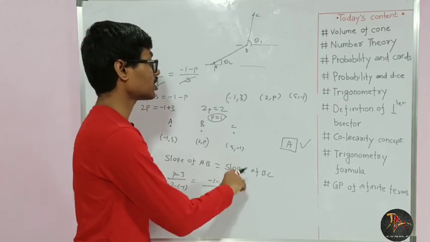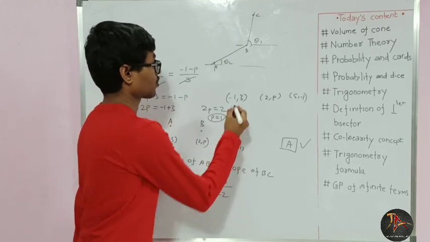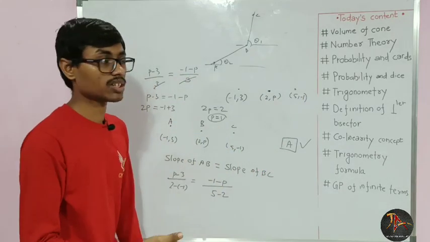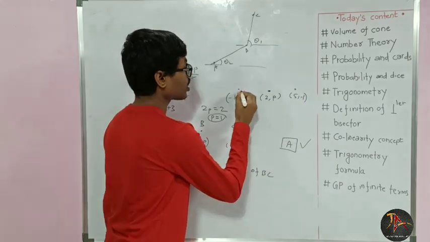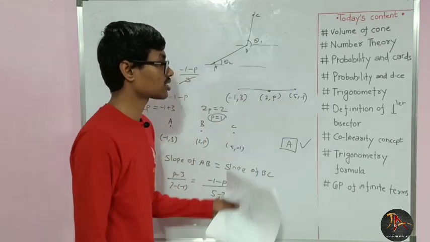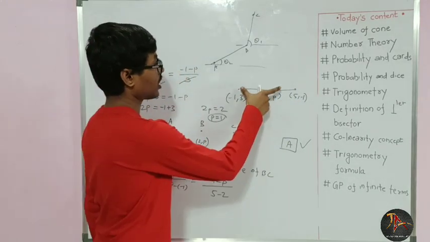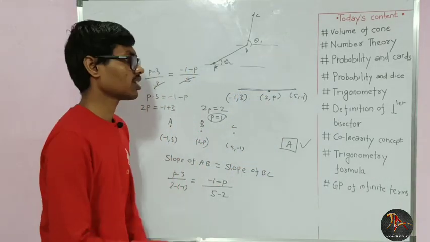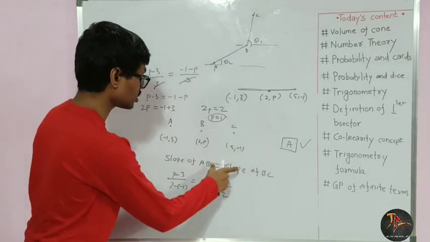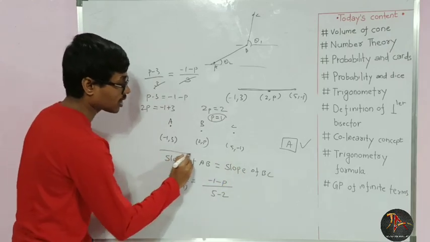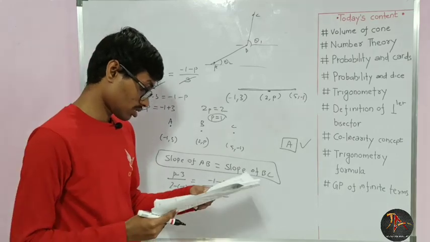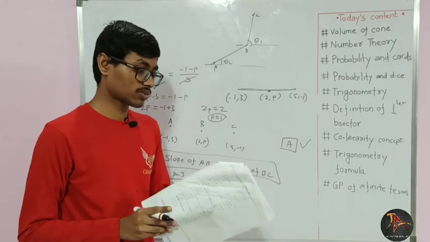To solve this question, there are multiple methods. One method is the distance method, and another method is that the area of the triangle formed by these 3 points is 0. We can apply that formula also, but this is not the simplest method. The slope method is the simplest method to do this question. So this was our next question.